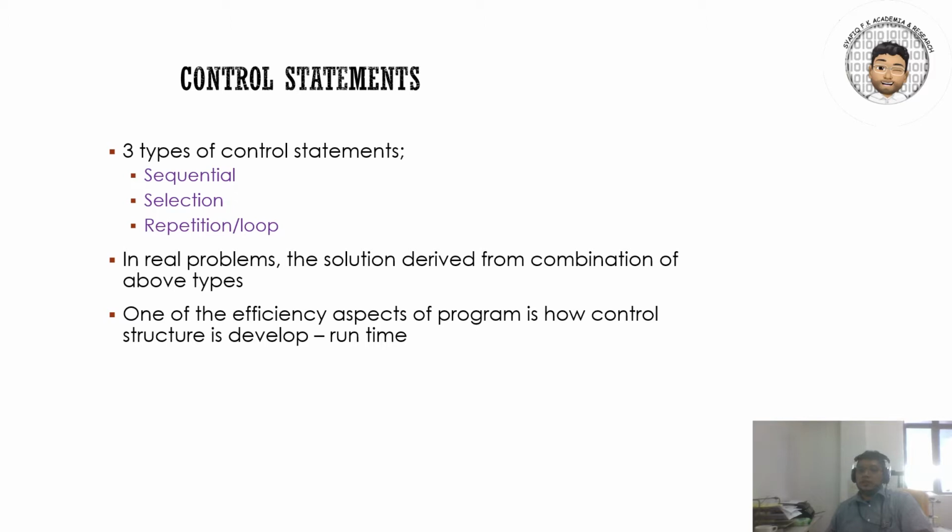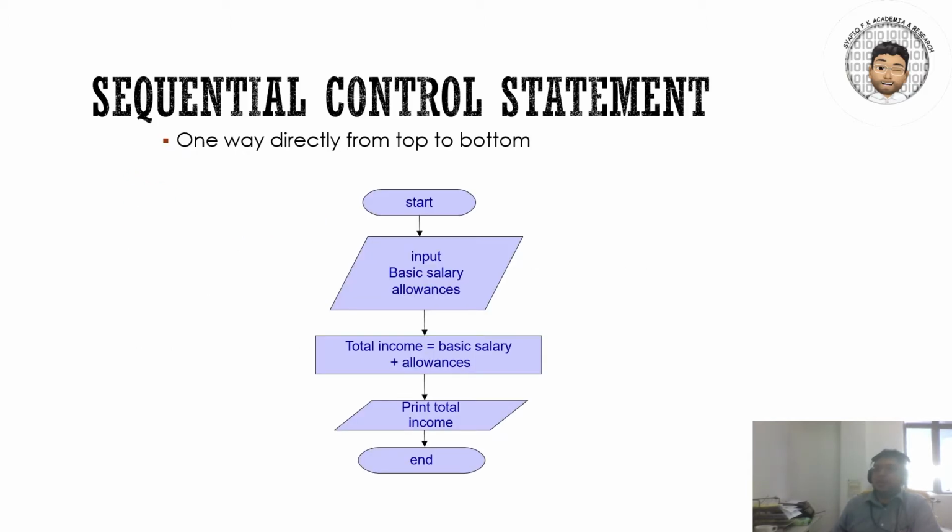One of the efficiency aspects of a program is how the control structure is developed, which is the runtime. When you look at the sequential control statement, it's basically one way, directly from top to bottom. When you start, you have input, and then you have the process. In this case, you want to display total income, which is the basic salary plus allowance. Then you display the total income, and your program finishes.